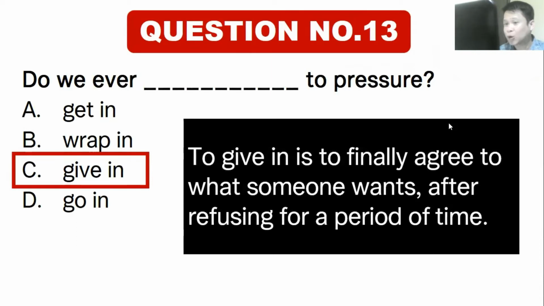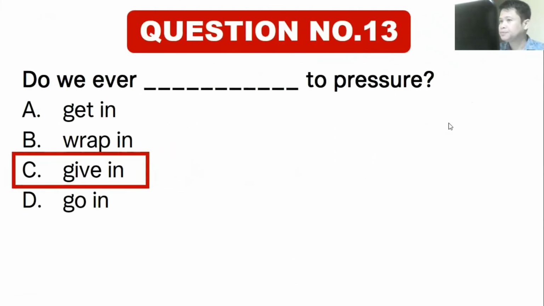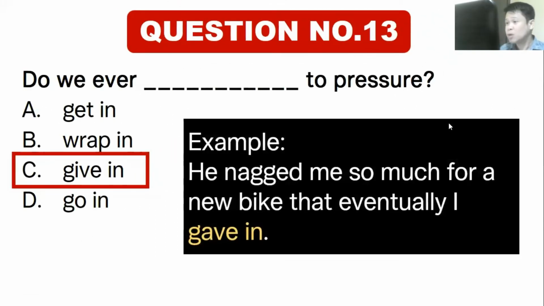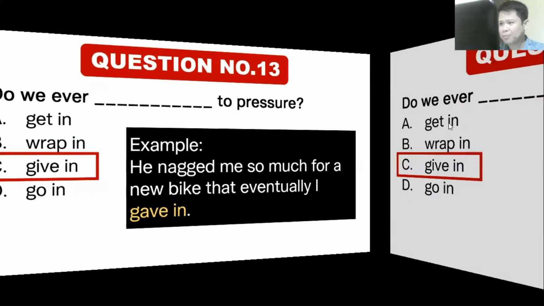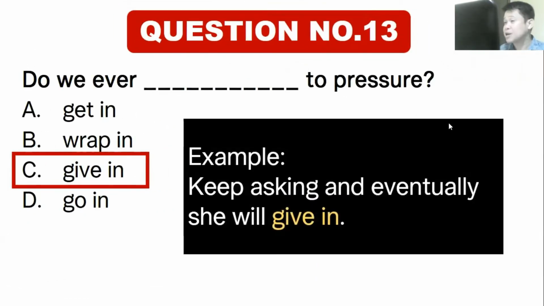To give in is to finally agree to what someone wants after refusing for a period of time. Again, to give in is to finally agree to what someone wants after refusing for a period of time. Example, he nagged me so much for a new bike that eventually I gave in. Okay, probably the father gave in to what the son had been asking him to buy, and that is a new bike, right? Another example, keep asking, and eventually she will give in. So, to give in.